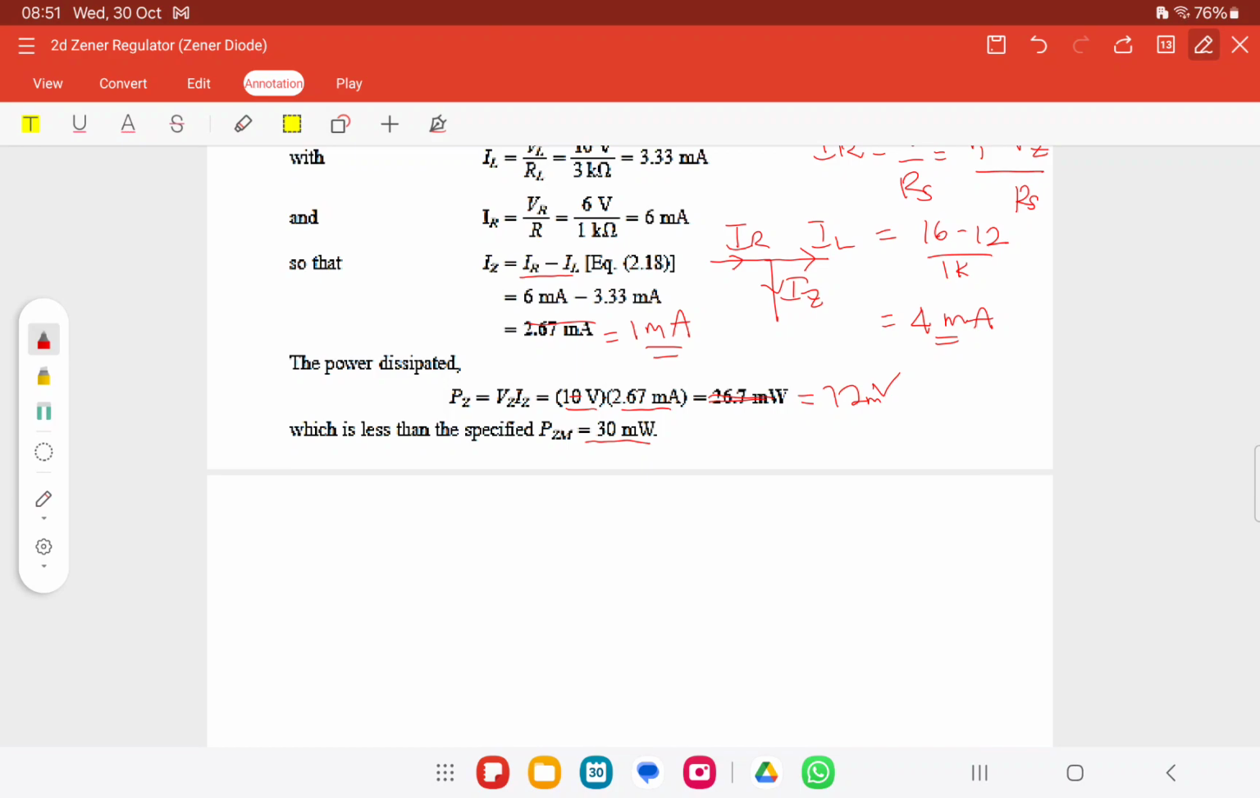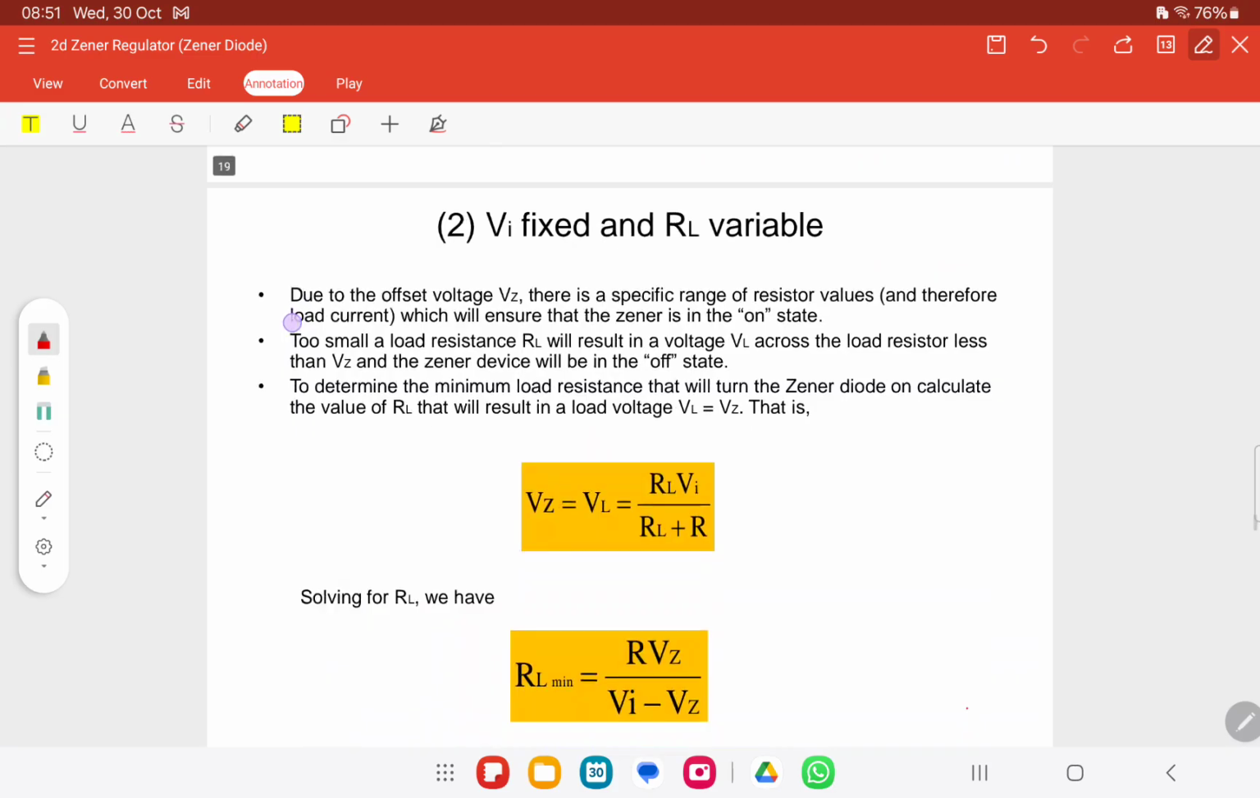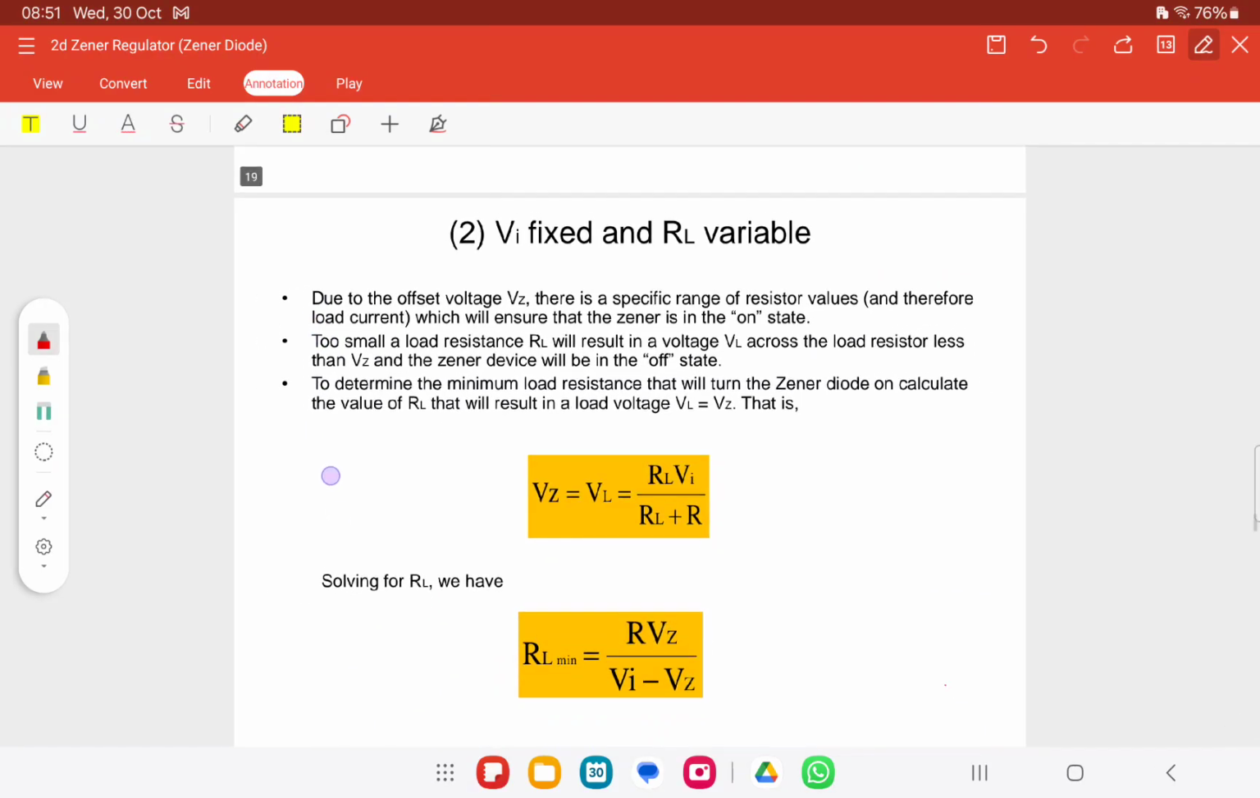Okay, if we change the values from just now, and suddenly here we get 35, it will be damaged. So you can conclude the diode is not safe to operate. Okay, do you see? Right, so now we go for the second one.